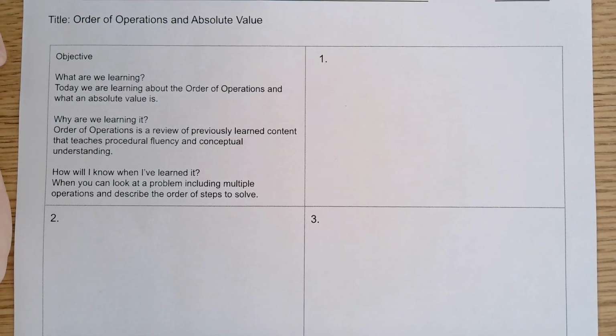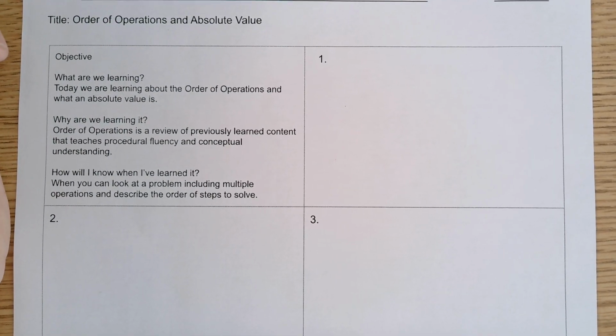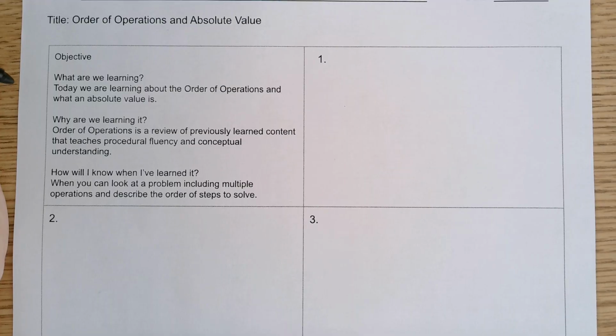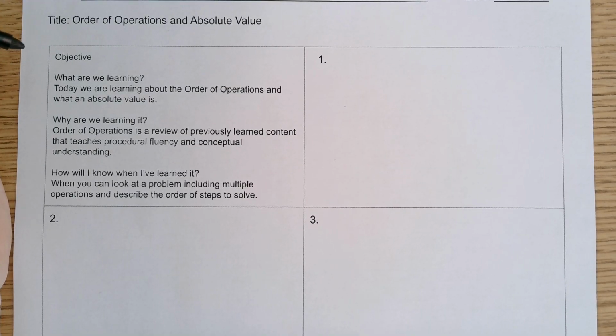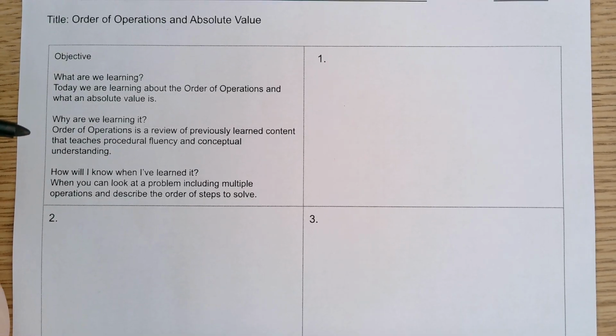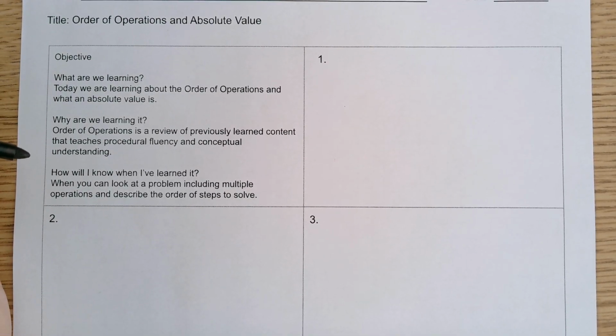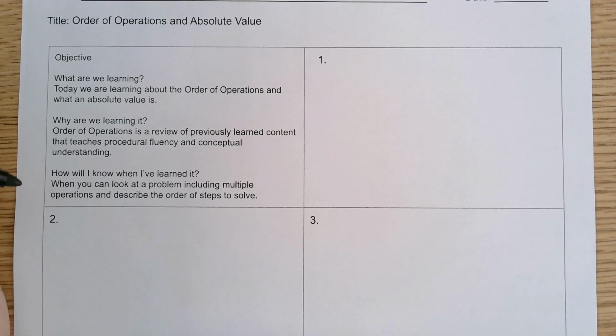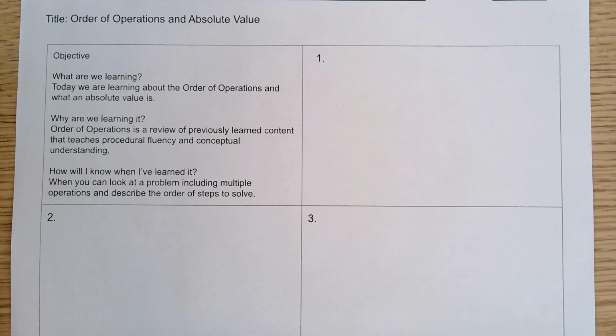So today, lesson 1, we're talking about order of operations and absolute value. Learning about the order of operations and what an absolute value is. We're learning it because order of operations is a review of previously learned content that teaches procedural fluency and conceptual understanding. How I know what I've learned it when you look at a problem involving multiple operations and describe the order of steps that you need to solve it. So we're going to start with absolute value.